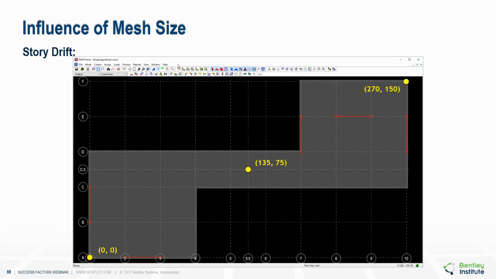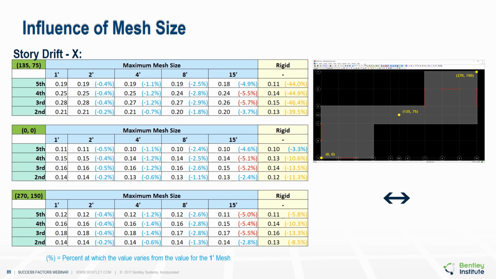So for the story drift, we look at these 3 locations, the 2 extreme points and the point in the middle, and we perform the analyses for each of the different mesh sizes and extract those values. And for the drift in the X direction, these are the values that we get for each of those 3 points, and the drift is listed for each of the stories.